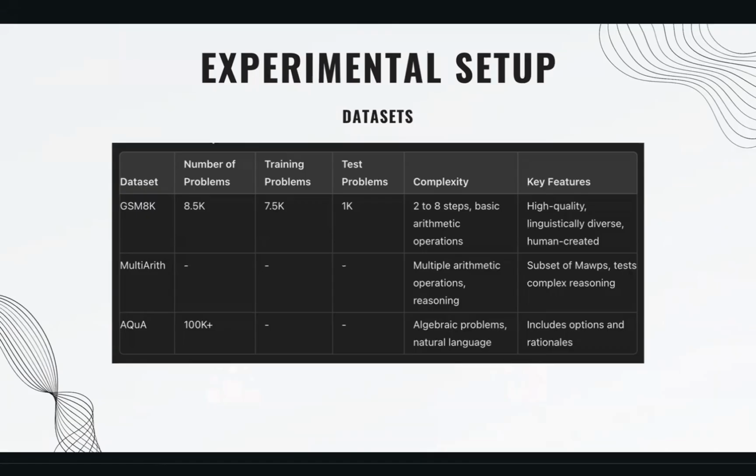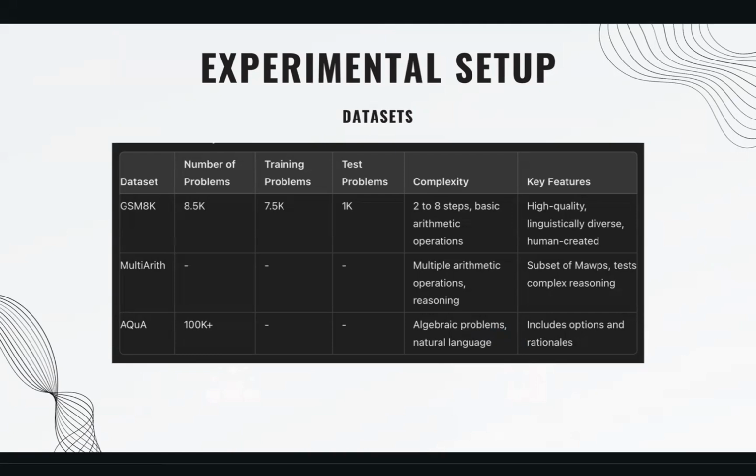The datasets utilized in the research paper are GSM8K, with a number of problems of more than 8K. The complexity of GSM8K is 2 to 8 steps of basic arithmetic operations, and the key features are high quality, linguistically diverse, and human created. MultiArith is multiple arithmetic operations reasoning, and the key feature is a subset of MathPiece that tests complex reasoning. And AQuA has complex algebraic problems in natural language, and the key features include options and rationales.